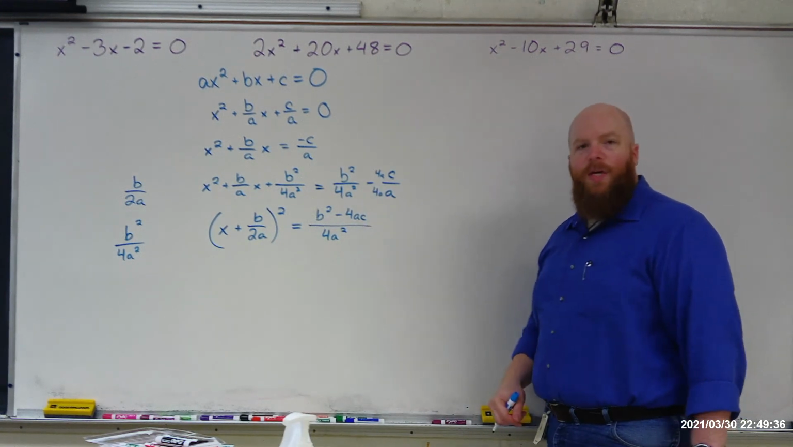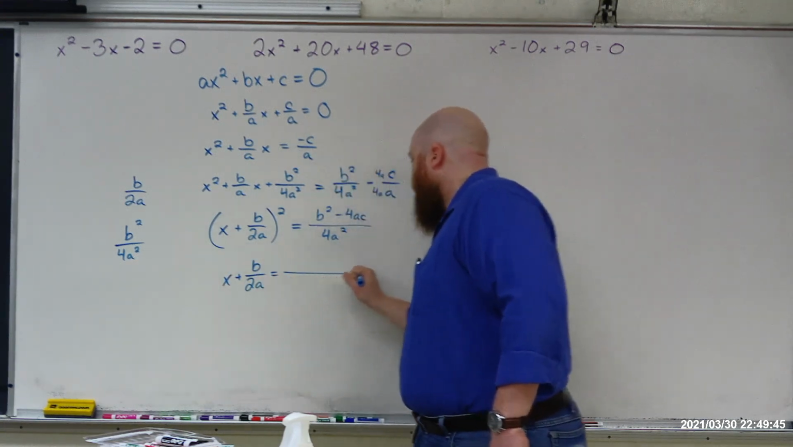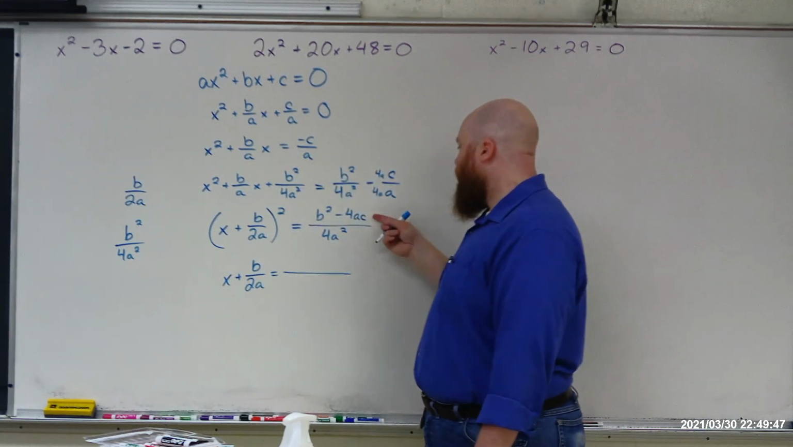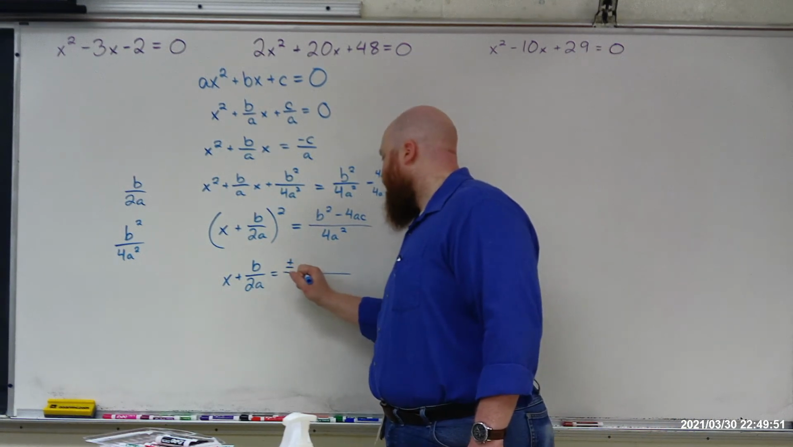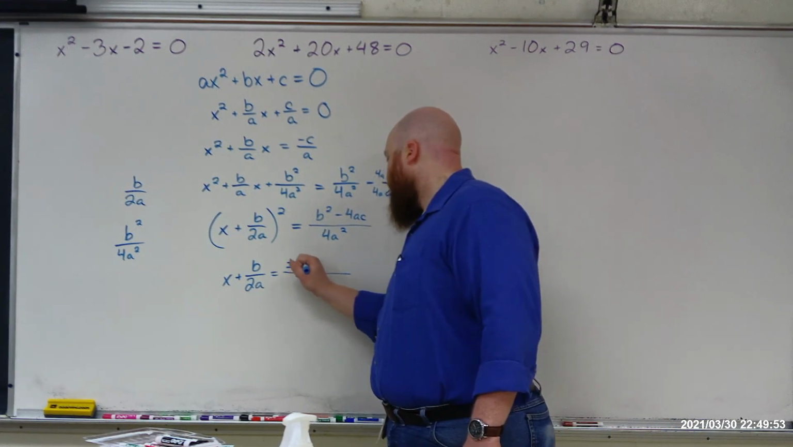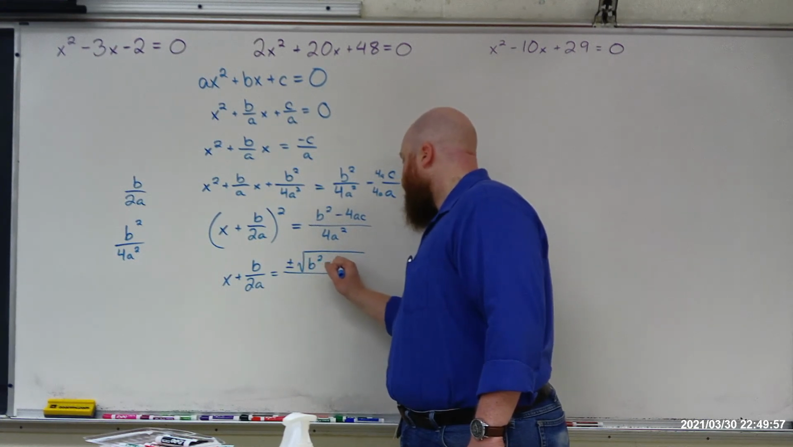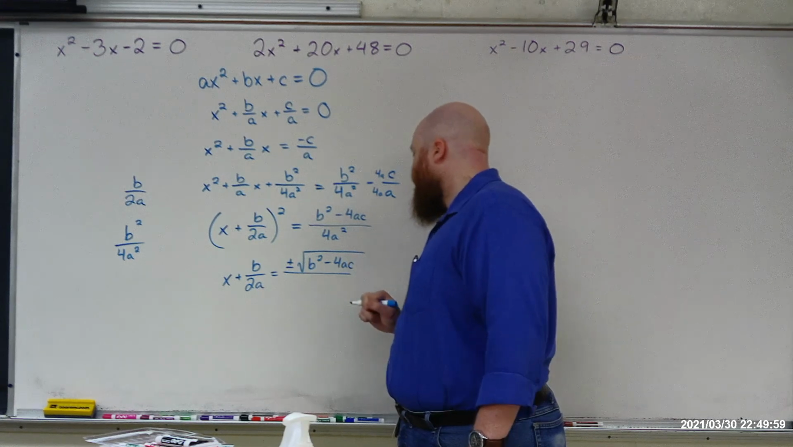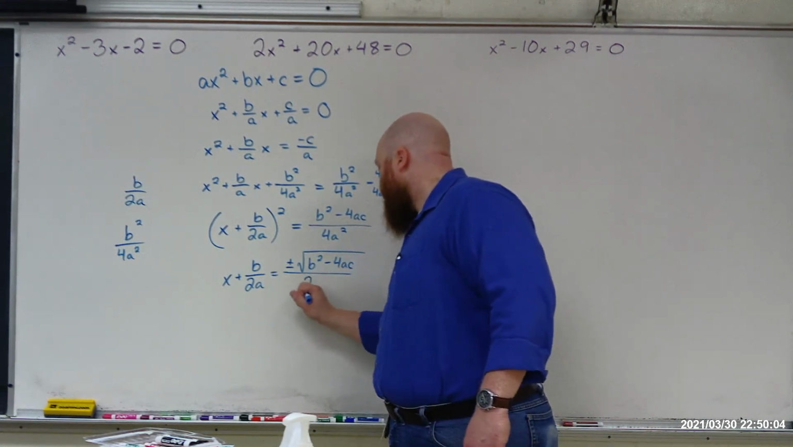Take the square root of both sides. That'll eliminate the squared over here. And on the right side, numerator, I don't know what the square root of that is, but I do know there's a positive and a negative version. So I'll leave it as the square root of b squared minus 4ac. Denominator, that is a perfect square. Square root of that is 2a.